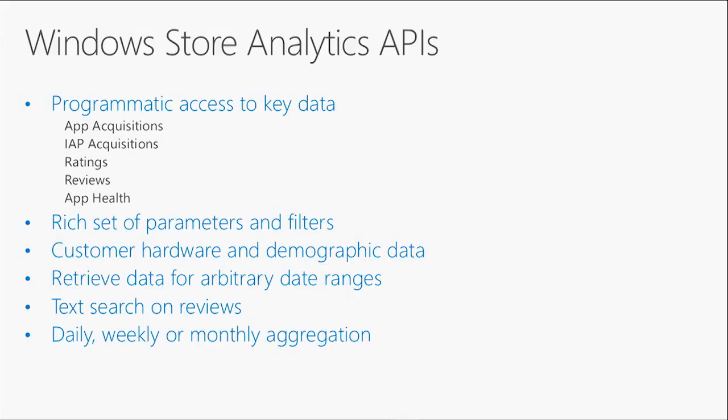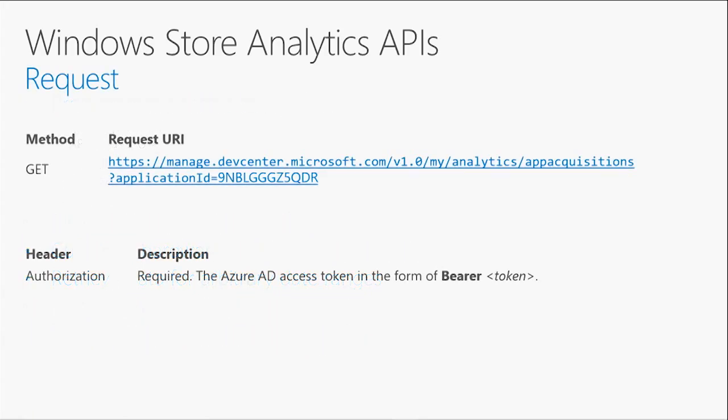Now, the APIs offer app analytics, IAP analytics, ratings, reviews, and app health. The analytics APIs also offer a number of new functions, such as the ability to do text search over reviews and to get back data for arbitrary date ranges. I'll be showing you these features in a couple of slides. So let's take a look at what a basic API request looks like.